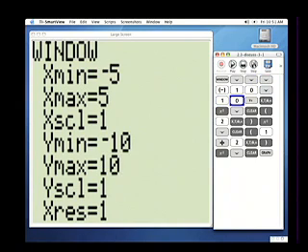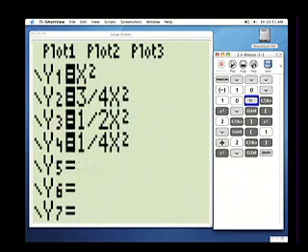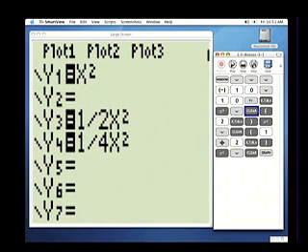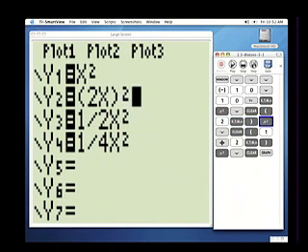Now we can click on our y equals key so that we can enter the equations. And the first equation that we want to enter is, of course, y = x squared. Then we move down to y sub 2, and first I cleared that out, and now we're going to enter in 2 times x in parentheses, and then the squared key because we want both 2 and x to be squared.